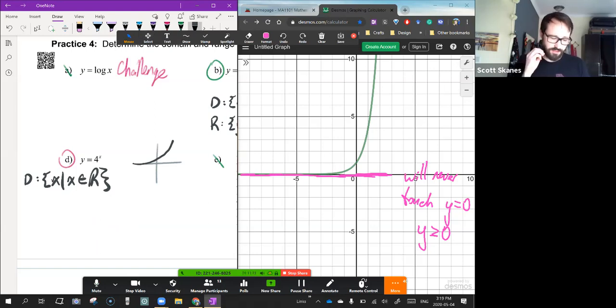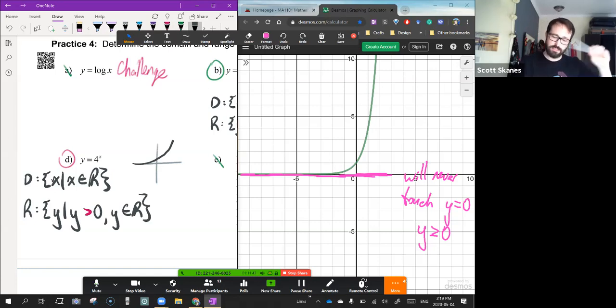That means all real numbers for r here. For y, in this case, y will never touch the x-axis. So y has to be greater than, oh sorry, not equal to. Y has to be greater than 0, not equal to. It'll never touch. All the rest of the real numbers are okay, as long as it's bigger than 0.